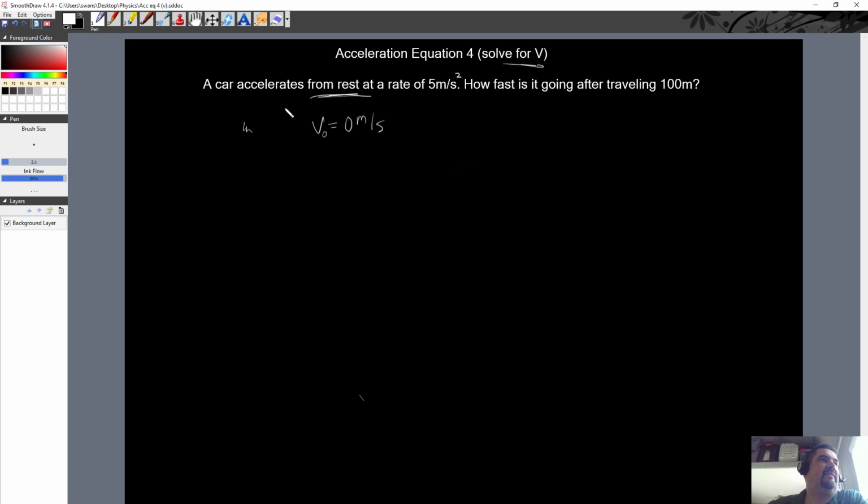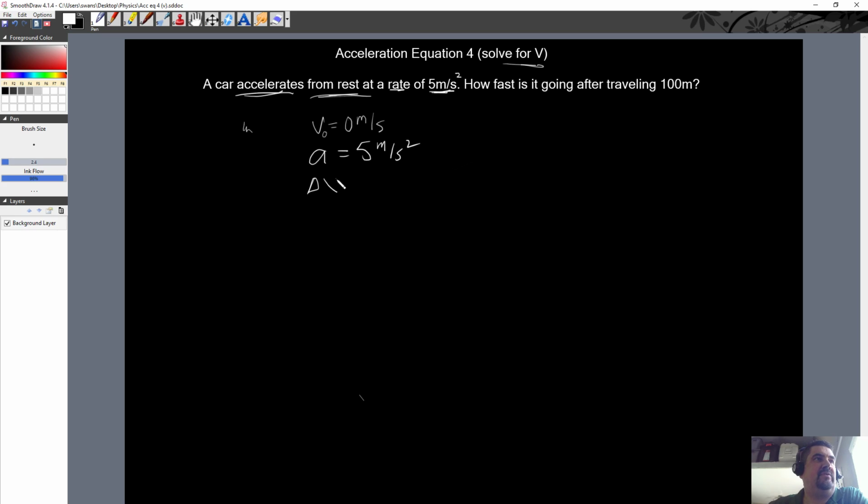So, yeah, because it's accelerating from rest at a rate of this. If it's accelerating at a certain rate, I need meters per second squared. I just screwed up with that. So acceleration is 5 meters per second squared. Initial speed is this. And how fast is it going after traveling 100 meters?